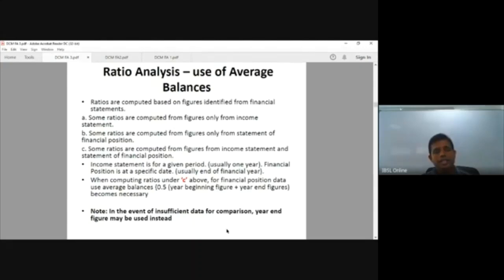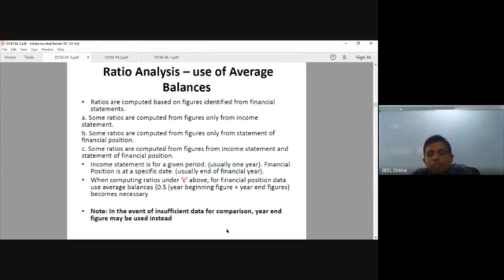Right? Under the note: in the event of insufficient data for comparison, the year-end figure may be used instead. If you are not given the figures at the beginning and at the end, then in that case you can use the year-end figure instead of taking the average figure. If you have been given the figures, don't mess up with that.